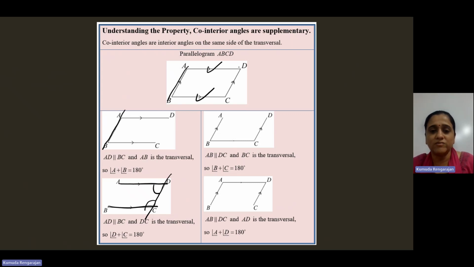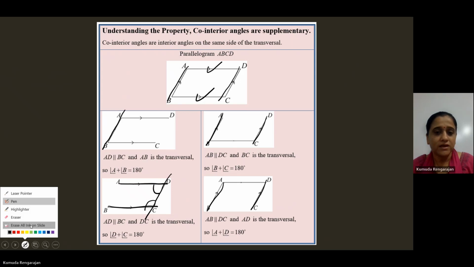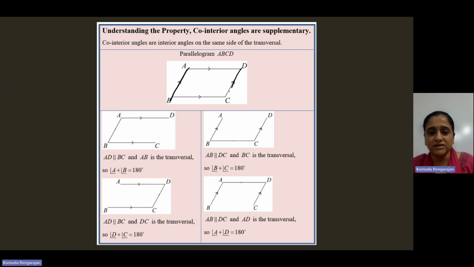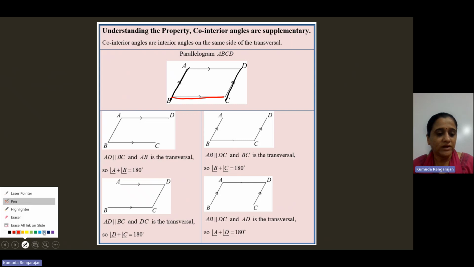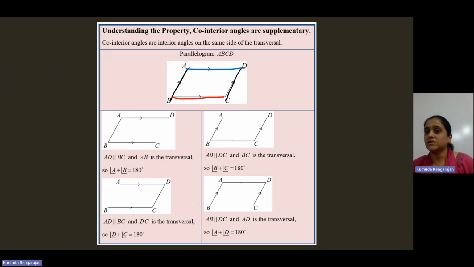Now let's take this set of parallel lines: AB parallel to DC. In this case, you can take BC as a transversal, then you can take AD as a transversal. With BC as transversal and AD as transversal, adjacent angles are supplementary, or co-interior angles are supplementary. So angle B plus angle C is 180, angle A plus angle D is 180.